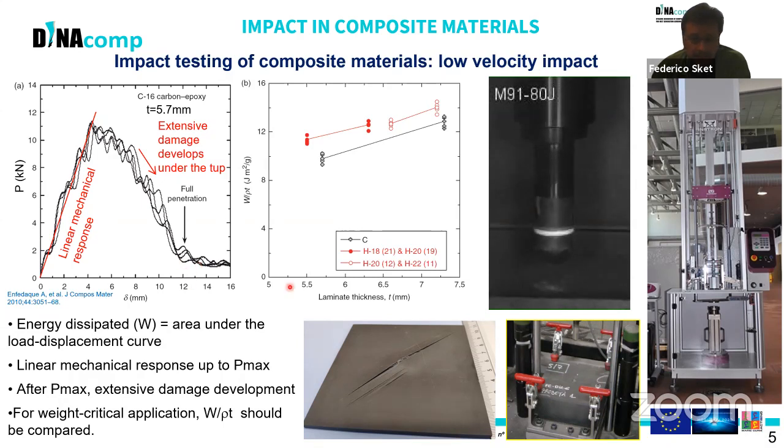For weight critical applications, it is common to compare the dissipated energy related to the areal density, which is the ratio of the energy with respect to the density and thickness, instead of only the laminate thickness. And this is plotted as a function of the laminate thickness in this figure. So it's possible to compare laminates with different architectures, like in the case of a carbon fiber or a hybrid material here.